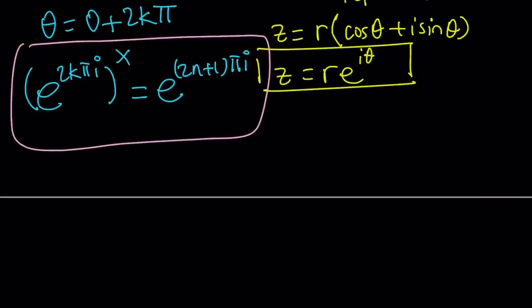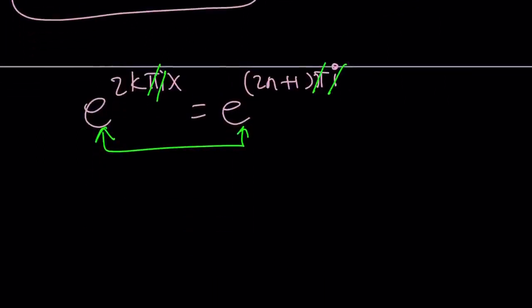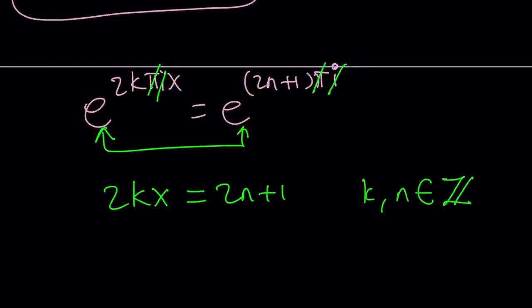Now, if you distribute the x, e to the power 2k pi ix equals e to the power 2n plus 1 pi I. Obviously, pi I cancels out because they're not zeros, right? And since the bases are equal, we can say the exponents are equal, and we get the following equation, which is super duper simple, by the way. 2kx equals 2n plus 1. And I don't need parentheses anymore. Now notice that k and n are integers, and they don't have to be the same numbers.